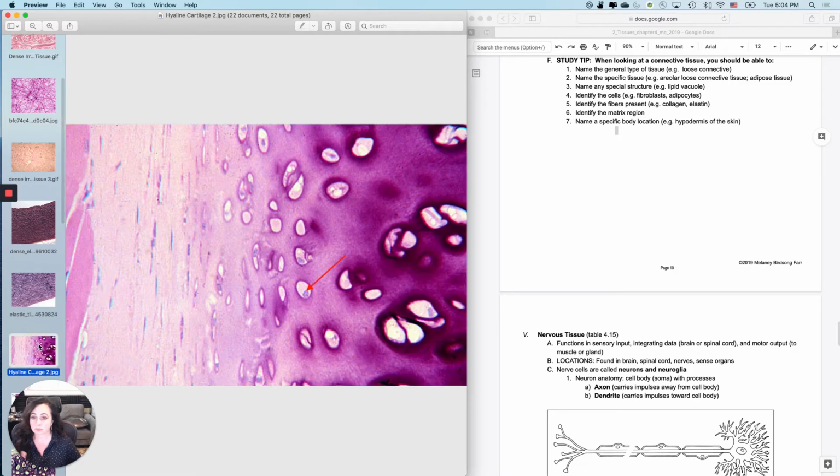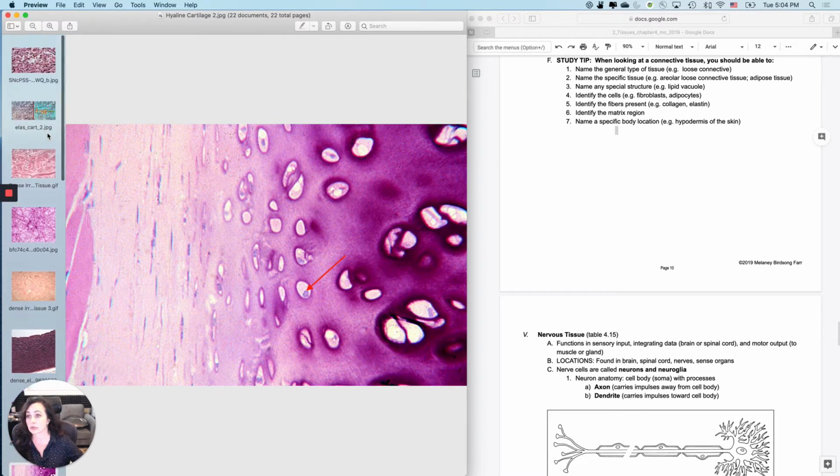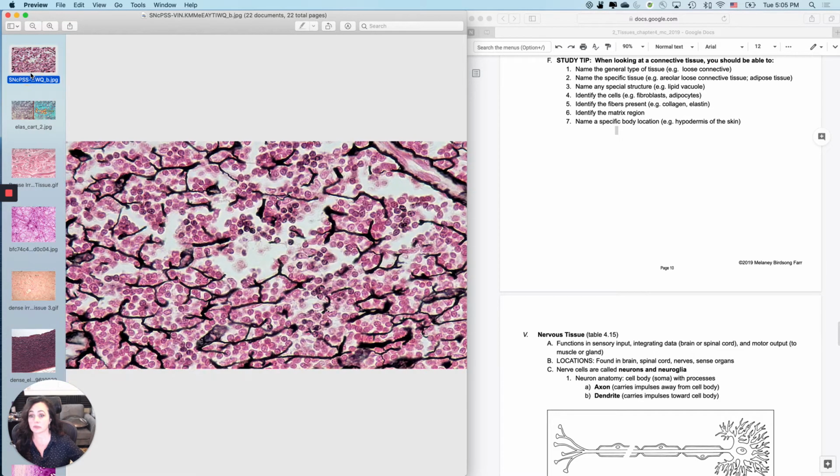So what is the general category of connective tissue for this whole tissue? Ignore the red arrow for a minute. This is a supporting connective tissue because this is cartilage. How about this one, the first one that we looked at? That is a connective tissue proper, but is it loose or dense? Do you remember? This is reticular connective tissue, and it is a loose connective tissue.